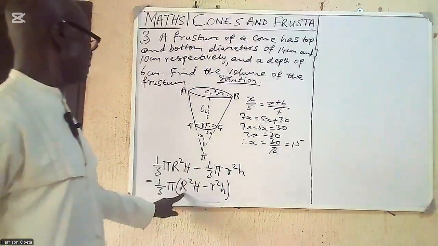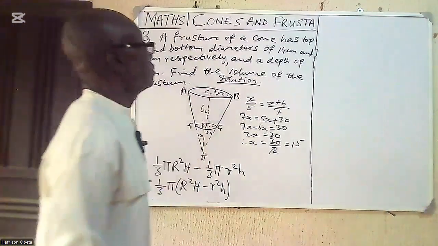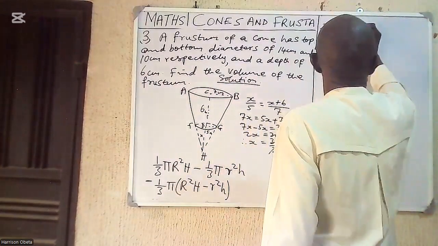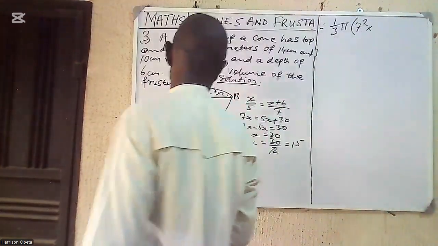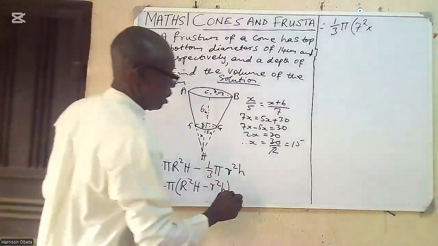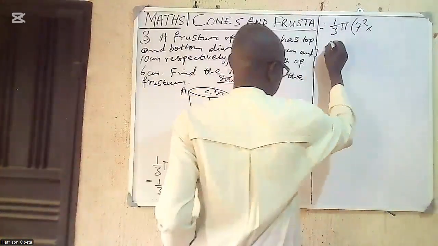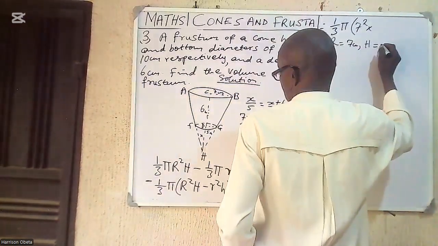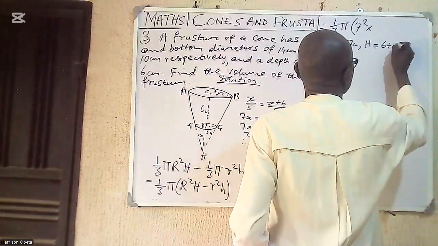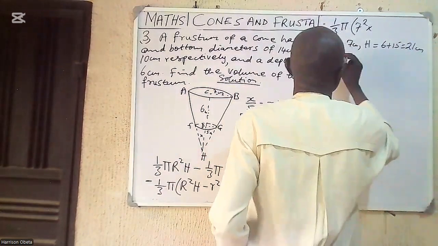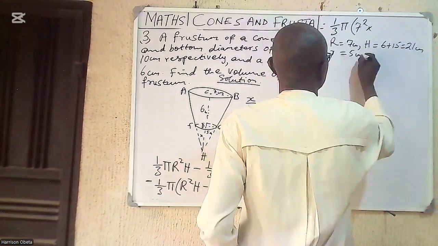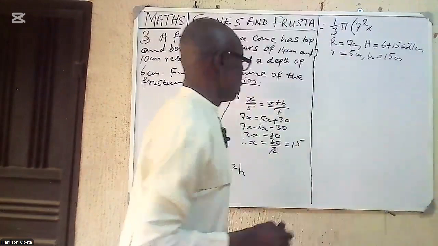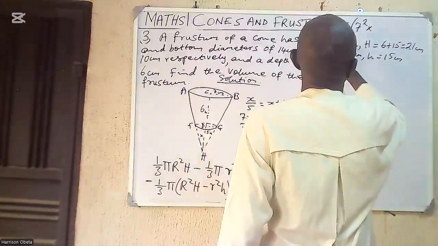Here, our capital R should be 7. That would be 1 over 3 pi bracket 7 squared times our capital H. Our R is 7 cm, H should be 6 plus 15, which is 21 cm. Then small r is 5 cm. Small h will be 15 cm. So we move on.